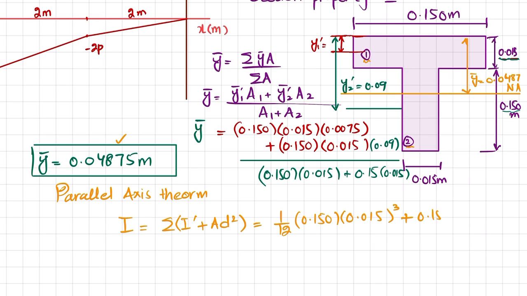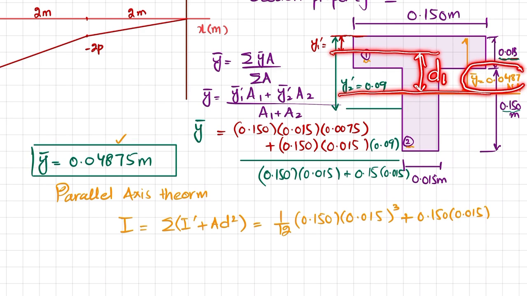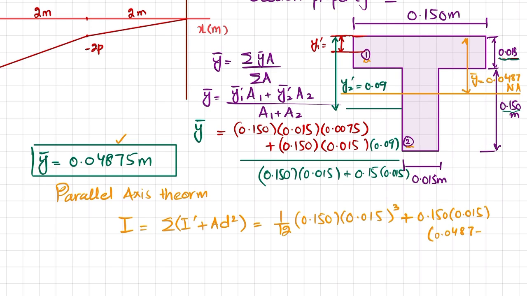Area is 0.150 into 0.015. And what about D square? So D square is from the distance from the neutral axis till the mid of this. So this will be your D. You can see this is the neutral axis and this is the mid of this. So this distance is your D1, and that is equal to Y bar minus y1, and y1 is 0.0075, so I will write 0.0487 minus 0.0075, plus this is D square, plus now the turn of the second area, and the second area is this one.